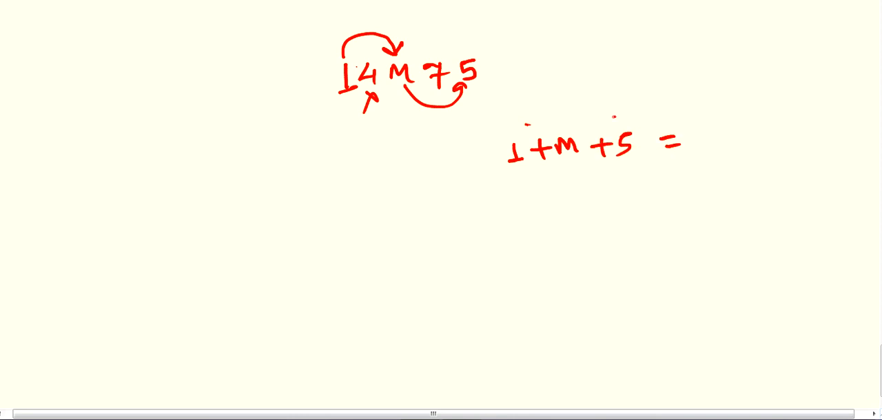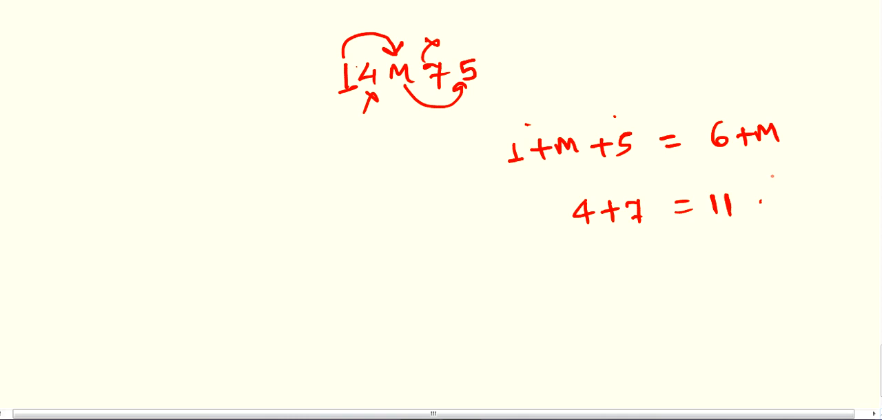Then next is divisibility by 11. So first is 1, then after 1 next we have to leave, which is 4 here, and after 4 we are having m, so 1 plus m. Then after next we have to leave 7, but after 7 we are having 5, so 5. So simply 1 plus 5 6, so it will be like 6 plus m. Now 4 and 7, 4 and 7 11, clear?